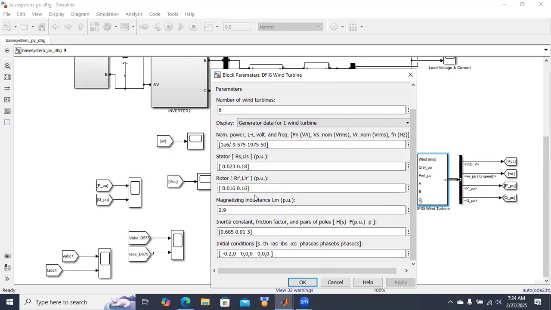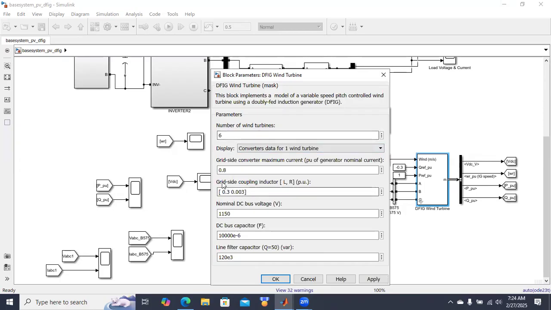Okay, these are induction motor parameters: stator side, rotor side, magnetizing inductance, those things, and converter data. It is the maximum current at the grid side inverter. Coupling inductor value, nominal DC voltage 1150 volt. Capacitor values.